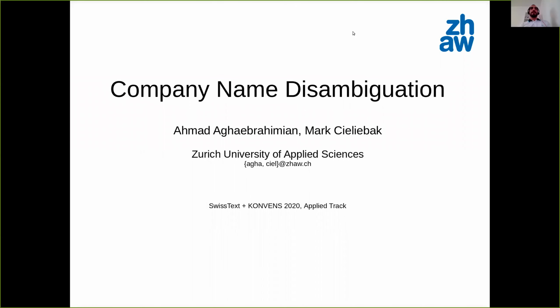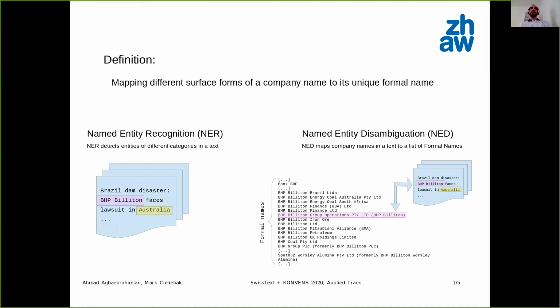Good afternoon. I'd like to talk about a project on which we have been working for a while now, and that's on company name disambiguation. Company name disambiguation essentially means to map different surface forms of a company name to its unique formal name. It's very similar to the idea of named entity recognition and named entity disambiguation as a general term. So to stick to the most frequent terms in the literature, from now on, I will be talking about NER and NED instead.